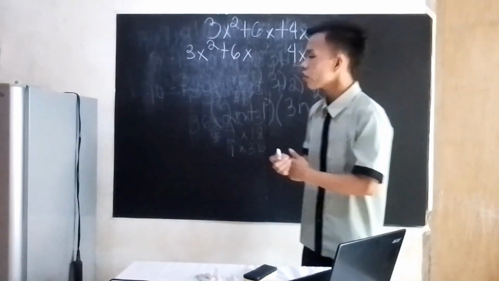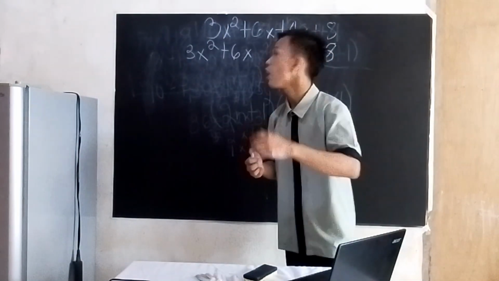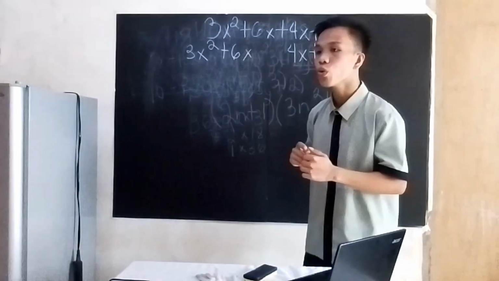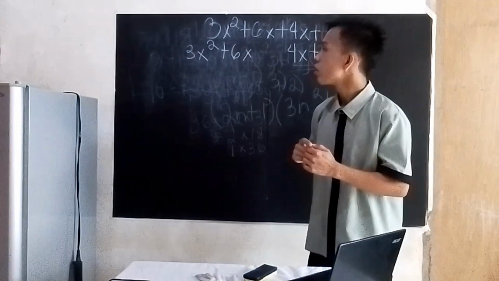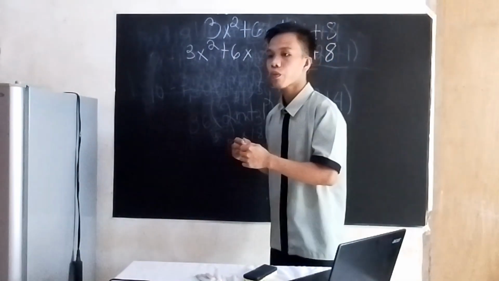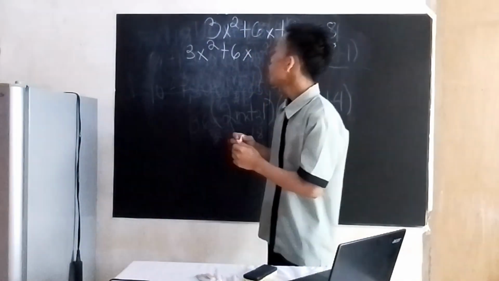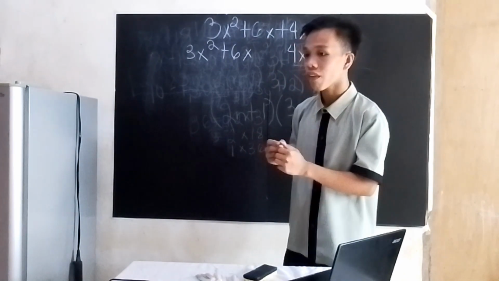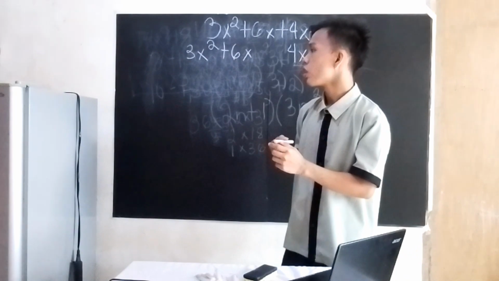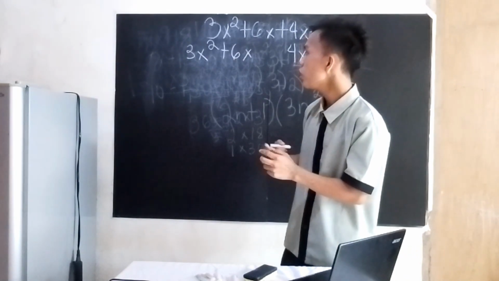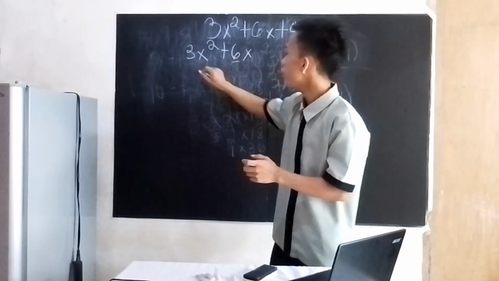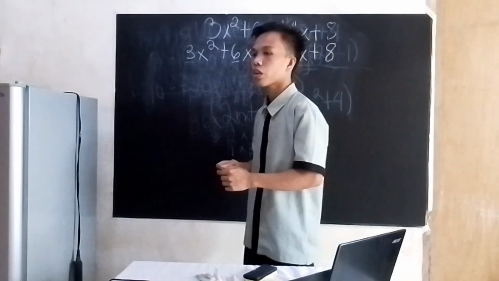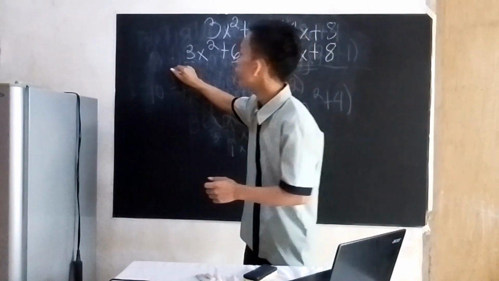Okay, next step, let's have Angela. What is the next step that we need to do? That's right, we are going to perform the GCF. What is their common, or what is their GCF? Okay, think of a number that you can divide into 6 and 3, the highest possible number. That's right, that will be 3.